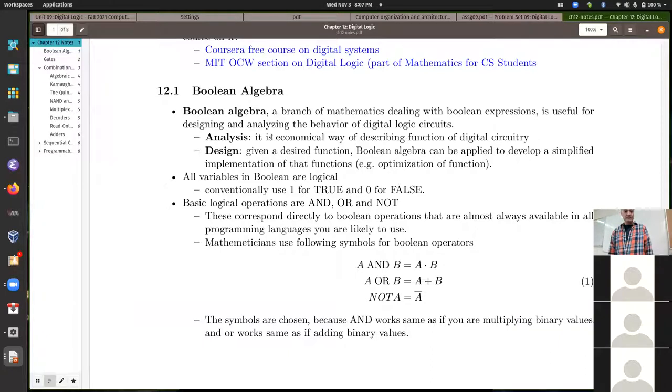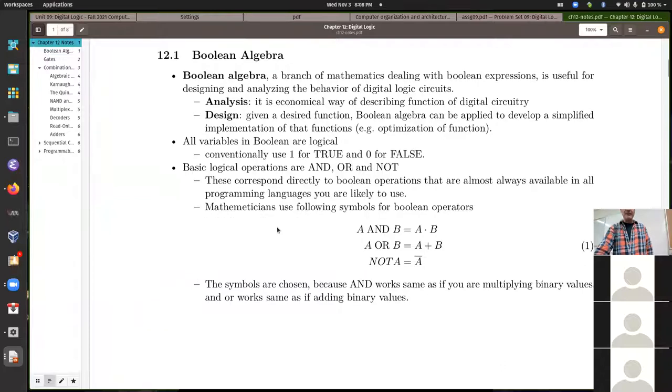By convention, all Boolean variables are logical, and we usually use 1 for true and 0 for false. This makes the representations work out nicely, so they correspond to the normal algebra that most people are more familiar with before they come in and look at Boolean algebra, right? If you use 1 and 0 for true and false, our basic operations are AND, OR, and NOT.